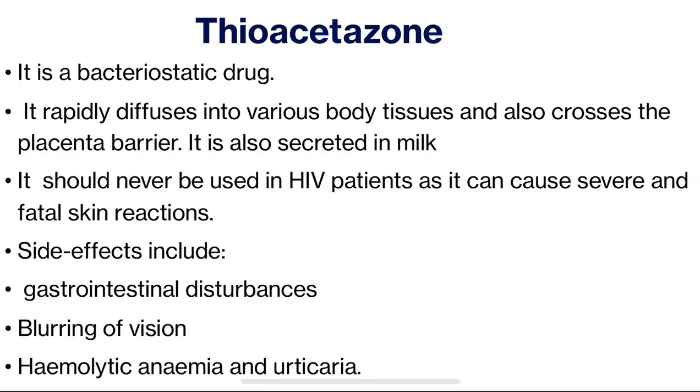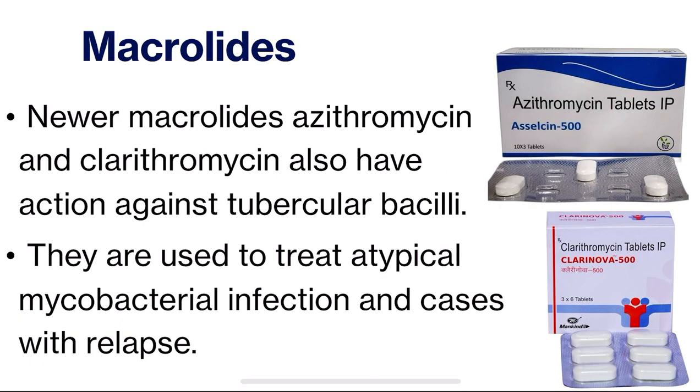Is it clear? Thioacetazone is a bacteriostatic drug. It crosses the membranes and the placental barrier, and is not given in HIV because of the adverse effects. Side effects were gastric complaints, blurring of vision, anemia and urticaria.